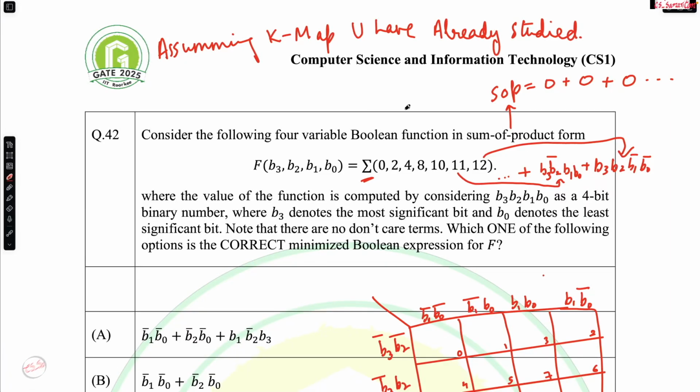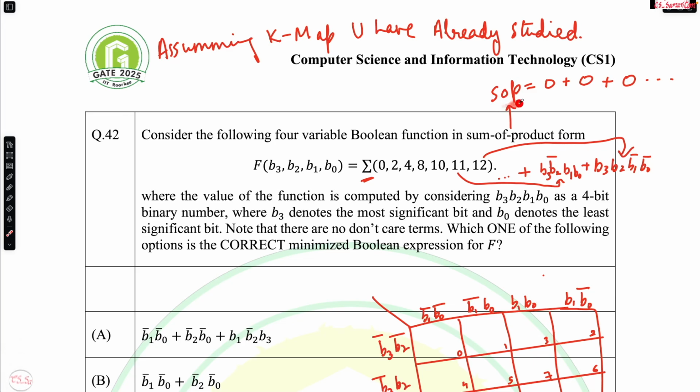Good morning, students. So today we're going to solve question 42 from GATE CSE 2025. The question states: consider the following four variable Boolean function in the SOP, sum of product form. SOP basically means that the Boolean expressions are added together and the expressions themselves are composed of products of the variables, right? So this is the Boolean function, and these are the four variables that are being fed inside of this function.